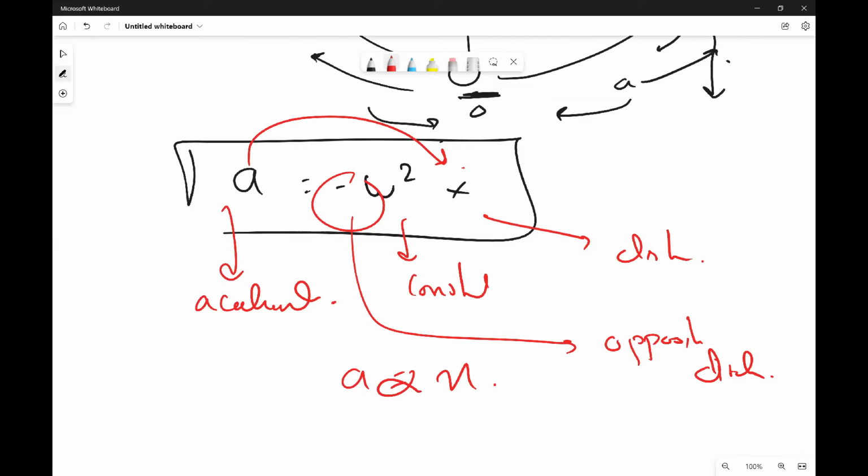All right, x is the value of what? x is the displacement. Okay, so the negative sign told you that both of these quantities are in the opposite directions, and this constant explains that they're directly proportional.